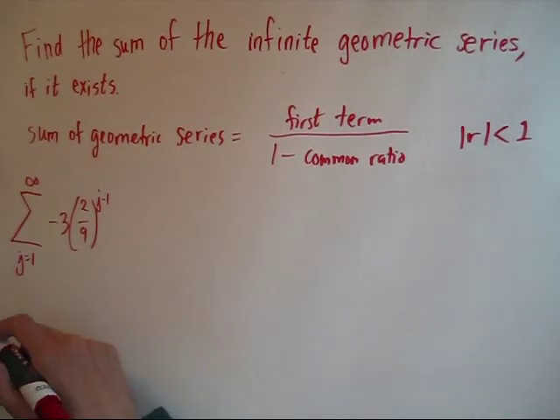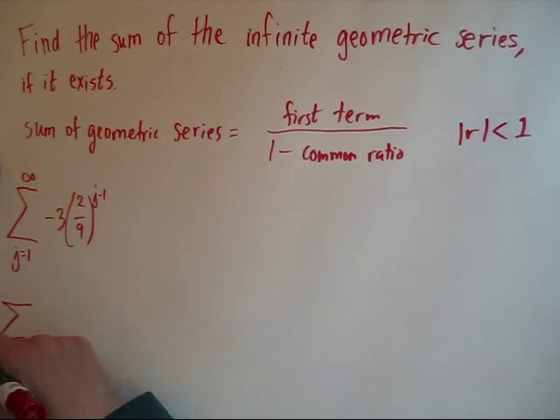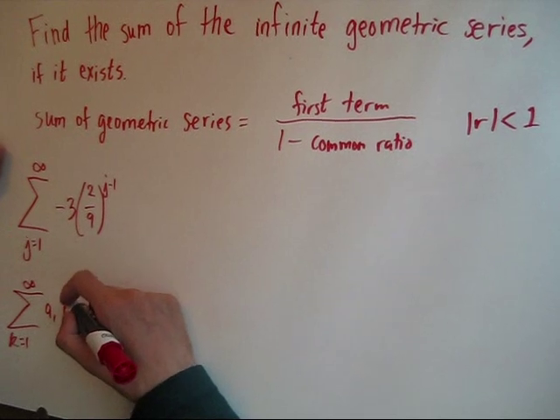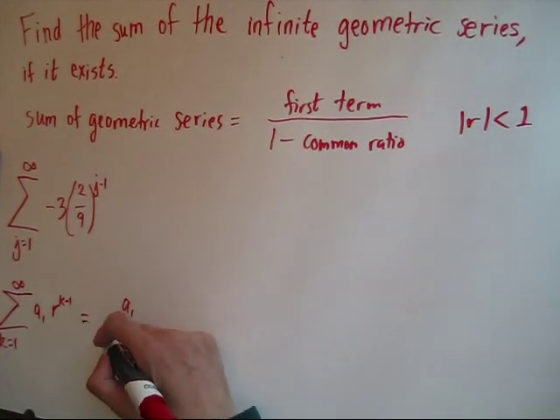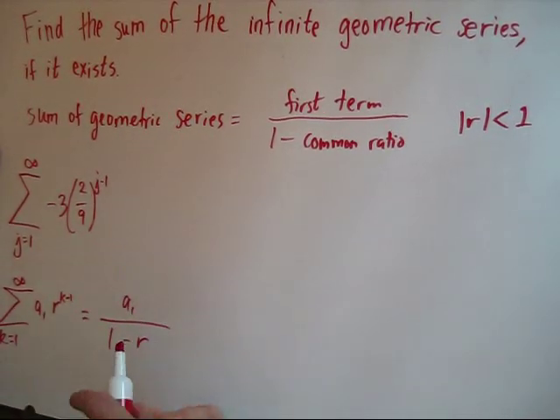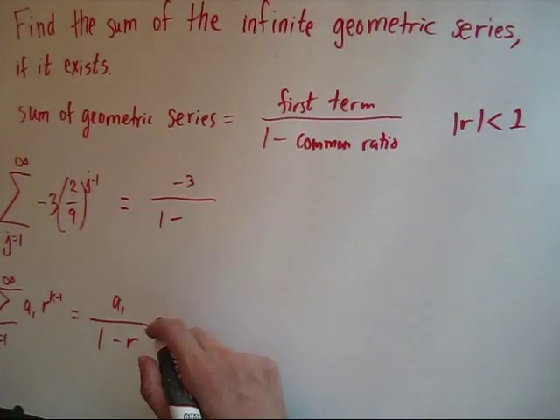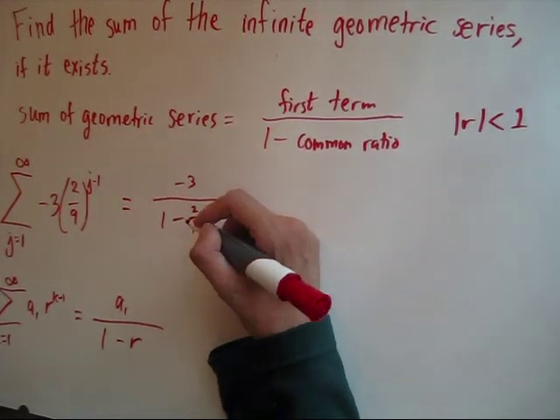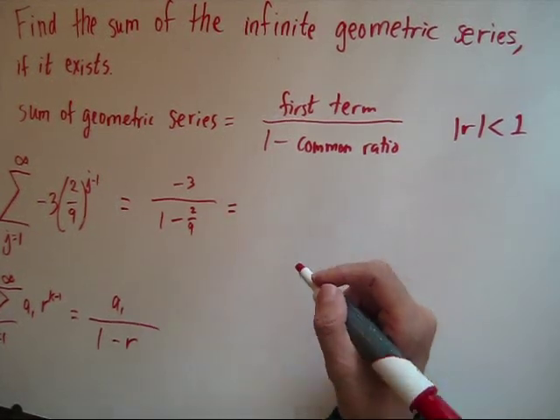This geometric series is of the form, our index goes from 1 to infinity, we have a1, and we have r to the k minus 1, and the formula just gives us that it's a1 over 1 minus r. These exactly match, so we can just plug in. a1 would be negative 3, r is going to be 2/9, and the absolute value of 2/9 is less than 1, so we're good to use this.